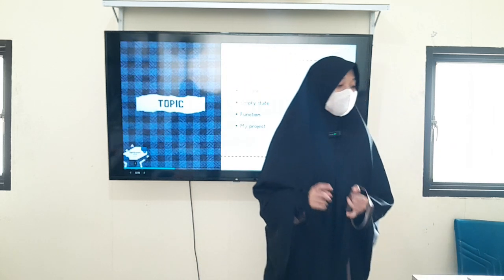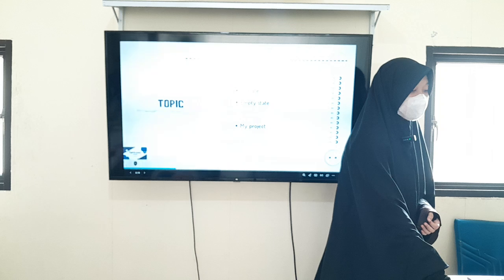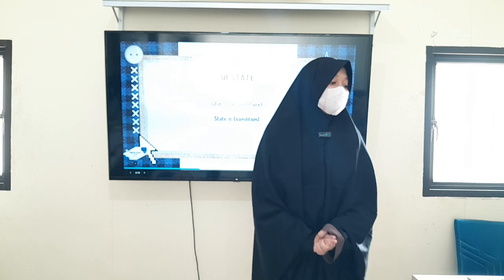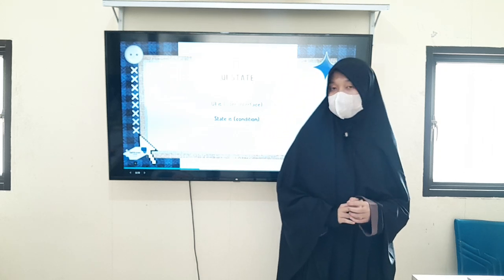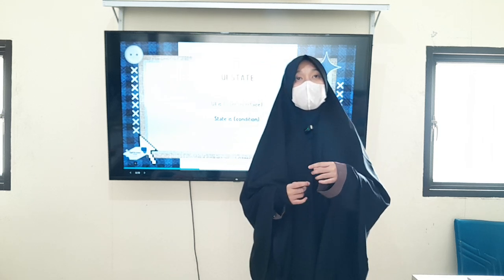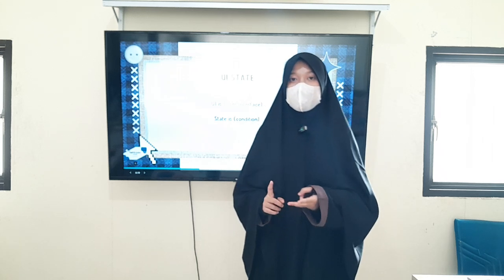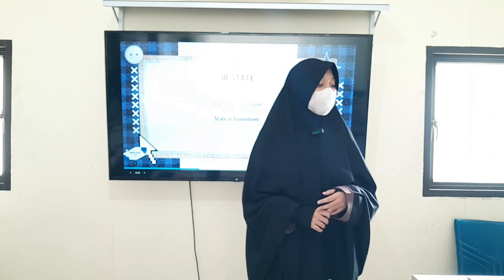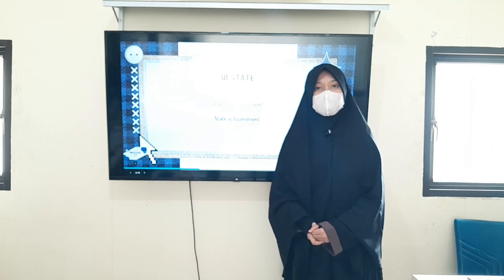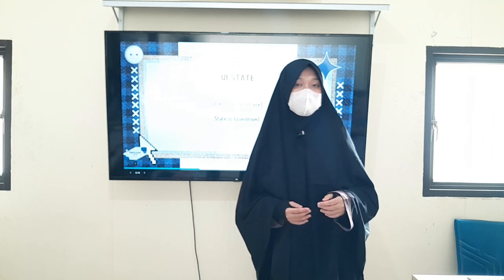Today we will talk about UI state, empty state, the function, and lastly my project. Let's talk about UI state first. I will explain it word by word. UI is short for user interface, and user interface means the display of a product, what we see in the product, like the design of the product. For example, the shape or the color, and etc. Meanwhile, the state is the condition. But here, we're not talking about the normal condition. Here, we talk about a condition that's happening in the application or website to show to the user.